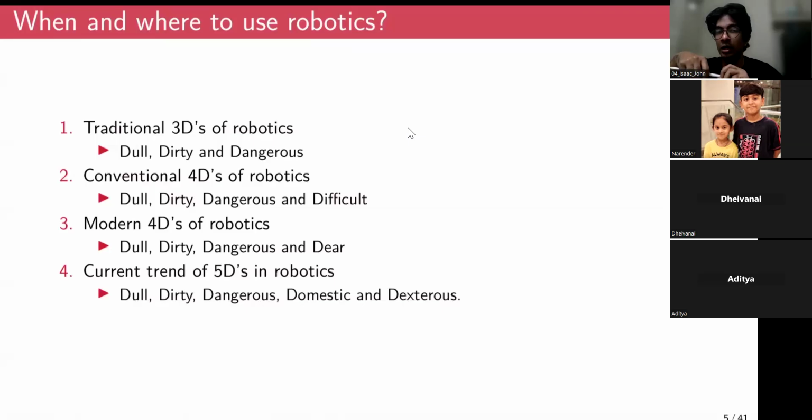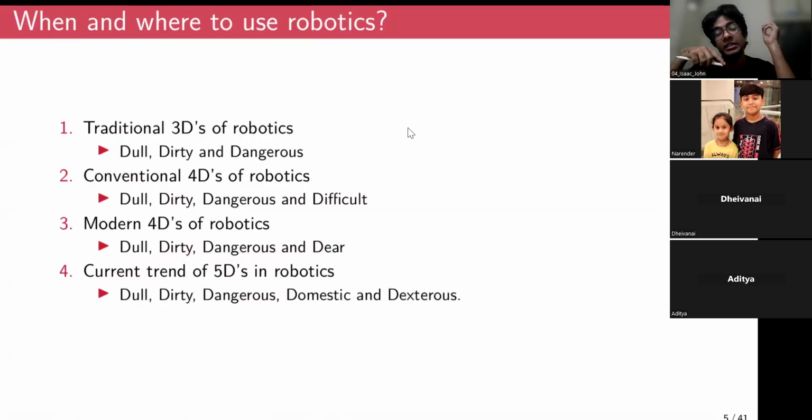The computation is actually huge. If you want to do something in real time, the amount of computation to make a stable biped robot is going to be very huge. But with more and more advanced, much more developed computational systems, those things are now becoming feasible these days. So even difficult tasks, maybe we can manage with robots. And in modern cases, we can use them for dull, dirty, dangerous tasks and tasks that are dear.